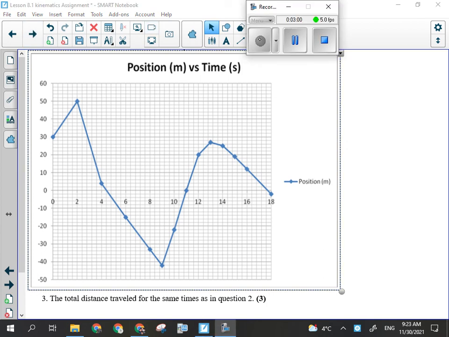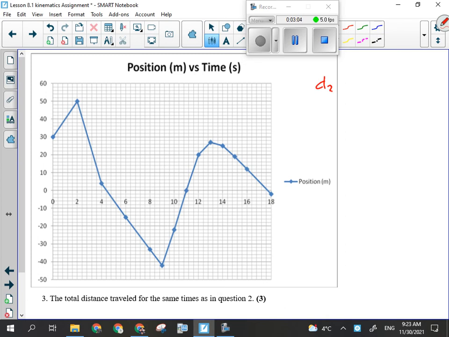We are looking for the total distance traveled to 2 seconds, to 4 seconds, and to 11 seconds. That's what the question wants us to find, the same times as the last question. It's easy for the first one, because the distance and the displacement are the same, since it's going forwards. It goes from 30 to 50, which is a distance of 20 meters. So all we have to say is 20 meters, this time without the positive, because distance is a scalar quantity.